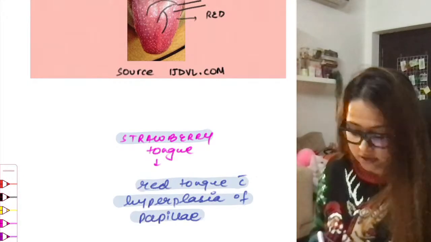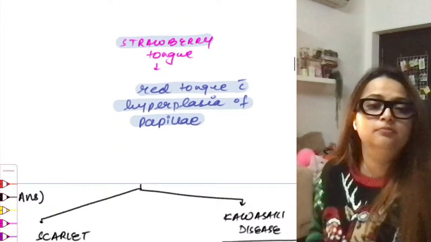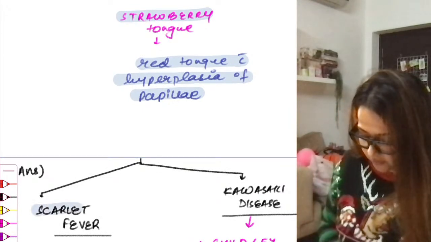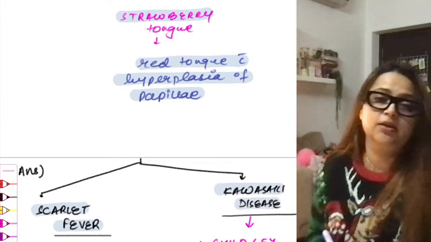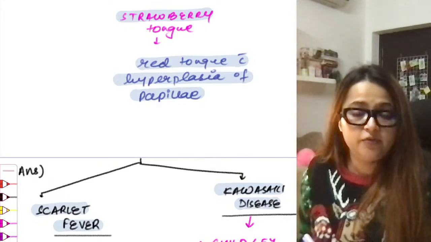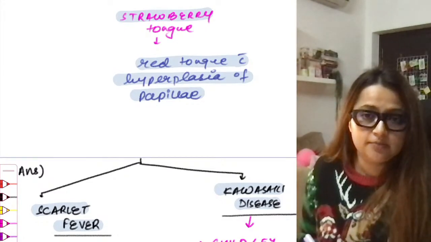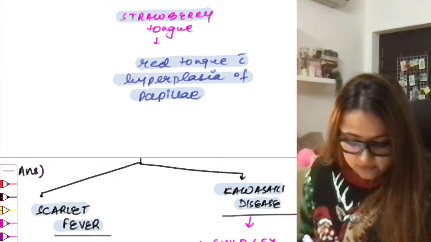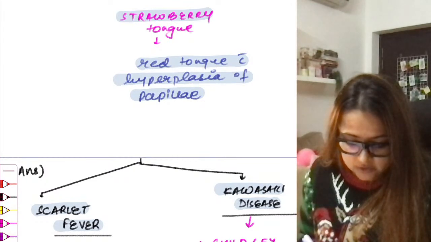And now we have very important differentials for strawberry tongue. Number one is scarlet fever. Number two is Kawasaki disease. So scarlet fever is associated with which type of infection? Anyone? Scarlet fever is associated with which type of infection?